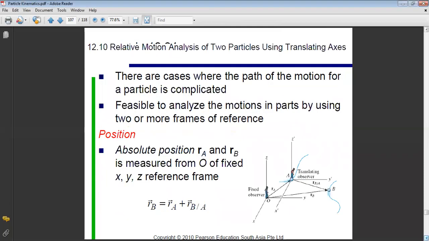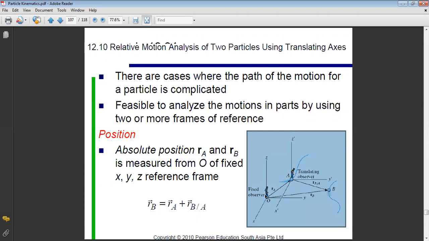Now, this is the last part of this chapter, and it's very easy. This is the easiest part, which is relative motion. If I have two moving objects, I can measure the velocity of one object relative to the other. In this figure, you can understand this clearly.